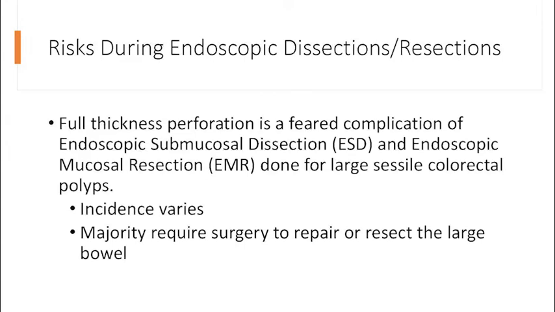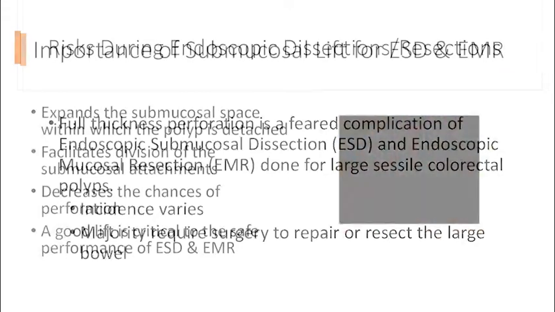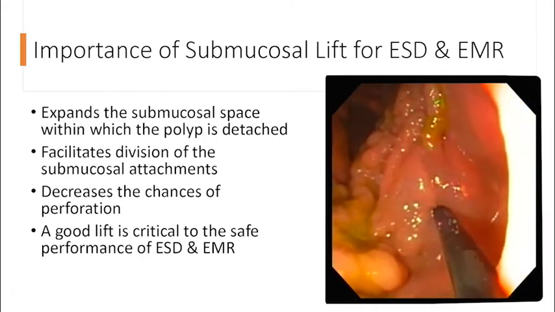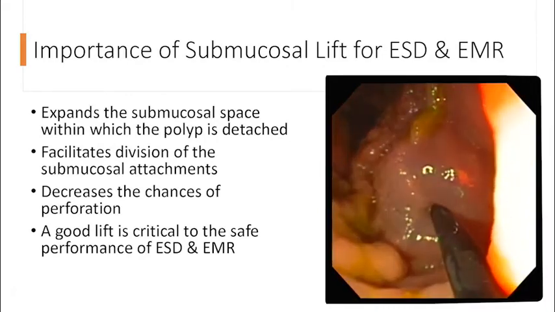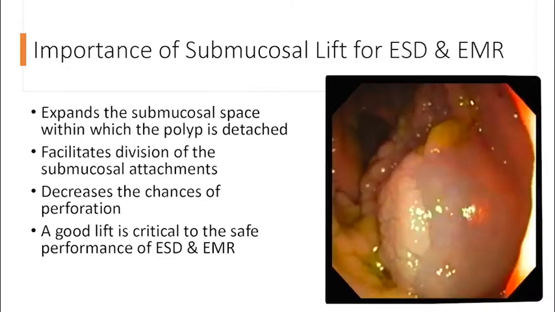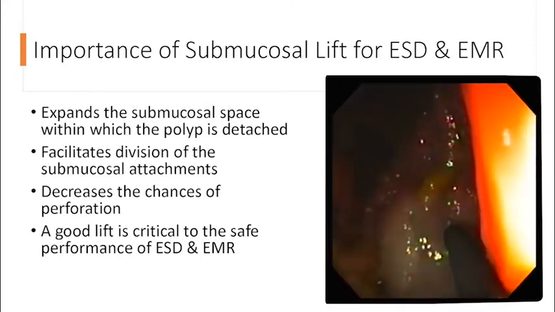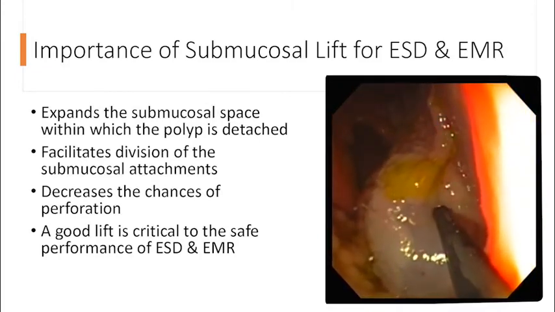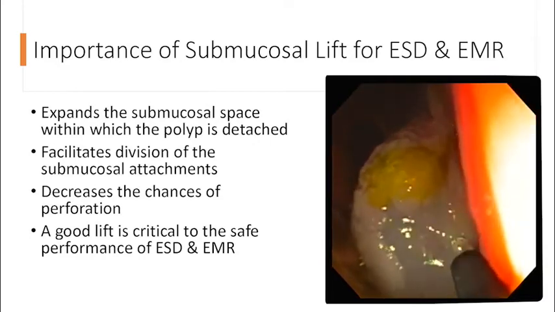Full-thickness perforations are a major complication that can occur when performing ESD or EMR. When they occur, surgery is often needed to repair or resect the large bowel. A tall mucosal lift is critical to the safe performance of ESD and EMR. The lift is created by injecting solution into the submucosal plane, which expands that layer and increases the distance between the polyp and the deeper bowel wall levels. This decreases the chances for perforation. Importantly, the polyp is detached in the widened submucosal plane.